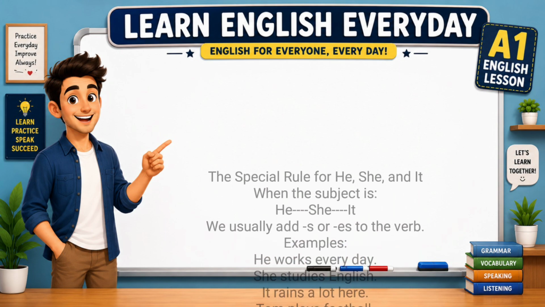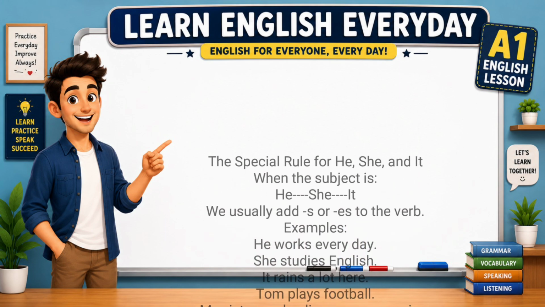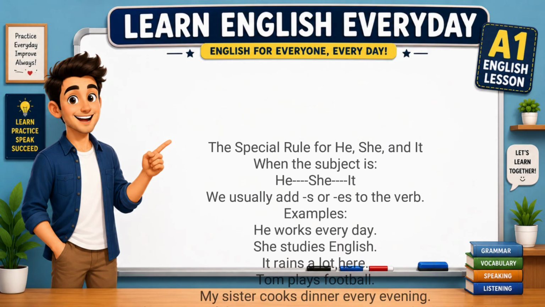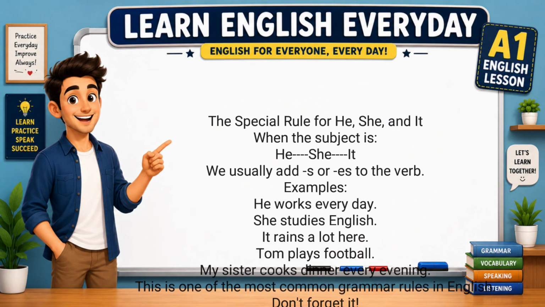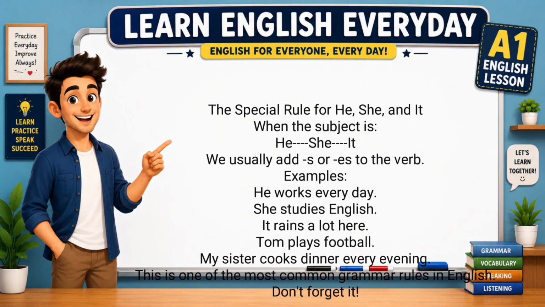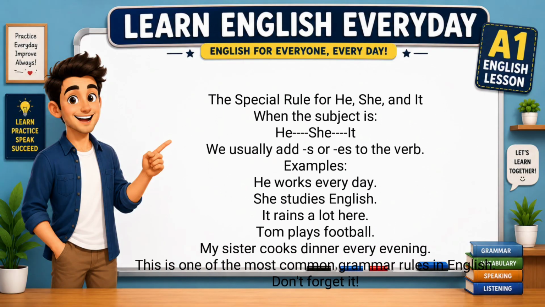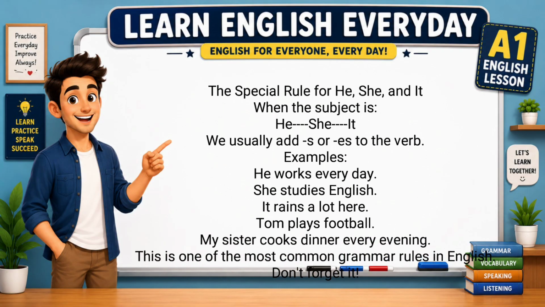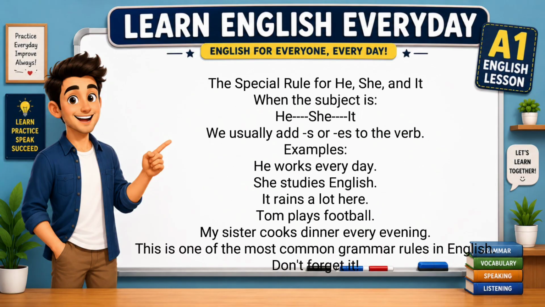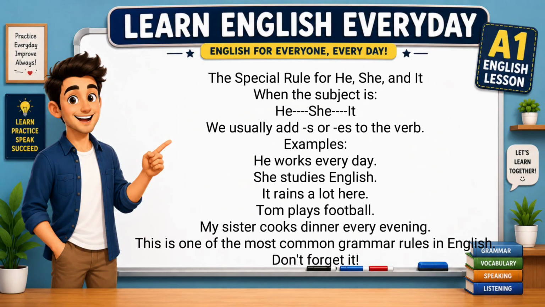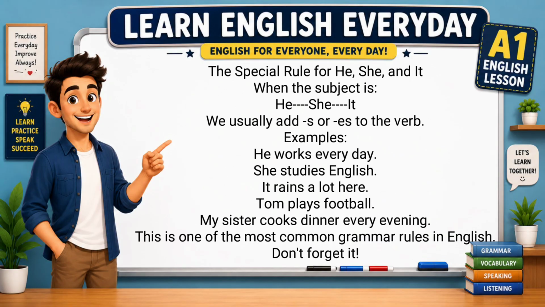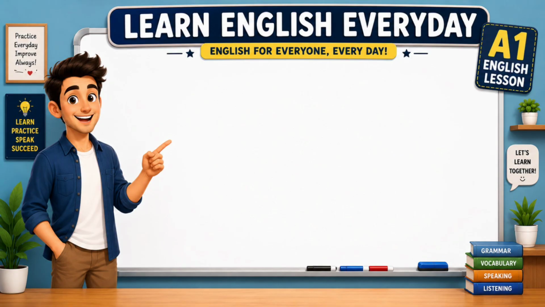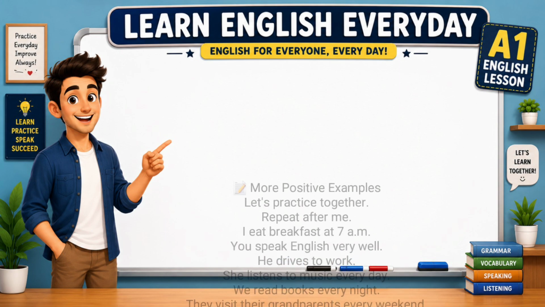The special rule for he, she, and it. When the subject is he, she, it, we usually add s or es to the verb. Examples: he works every day. She studies English. It rains a lot here. Tom plays football. My sister cooks dinner every evening. This is one of the most common grammar rules in English. Don't forget it.